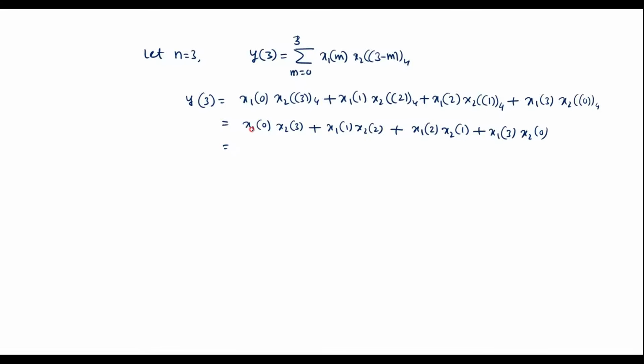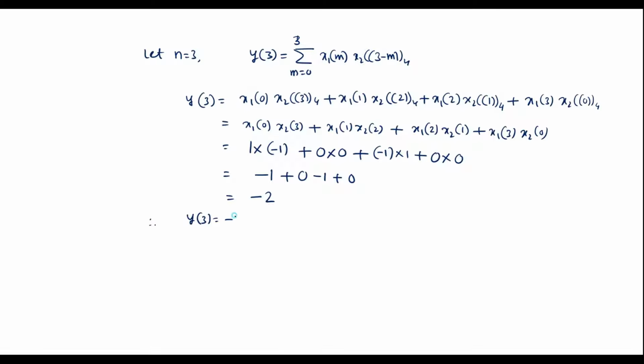Let me substitute the values. x1 of 0 is 1 into x2 of 3 is minus 1, plus x1 of 1 is 0 into x2 of 2 is 0, plus x1 of 2 is minus 1, x2 of 1 is 1, plus x1 of 3 is 0 into x2 of 0 is 0. So simplifying this, this is minus 1 plus 0, minus 1, which is equal to minus 2. So therefore y of 3 is equal to minus 2.